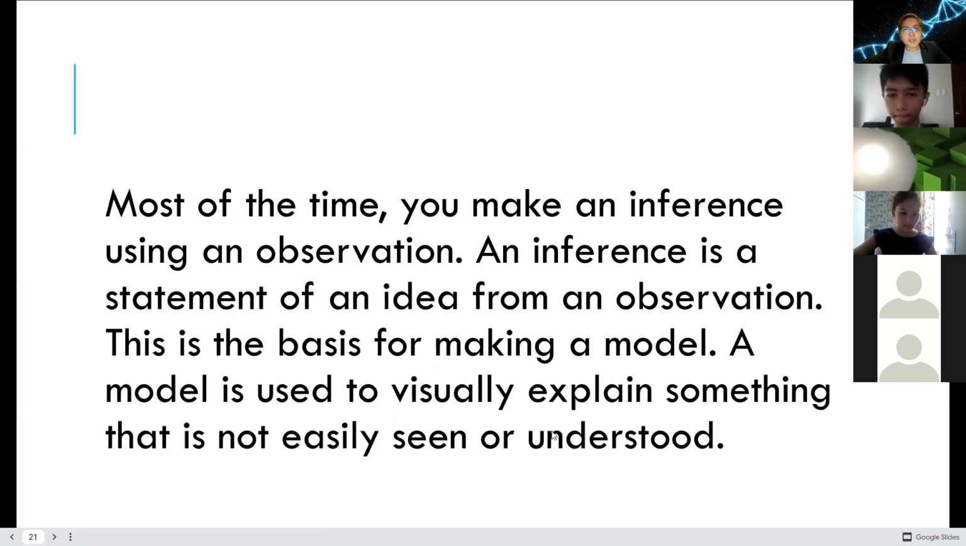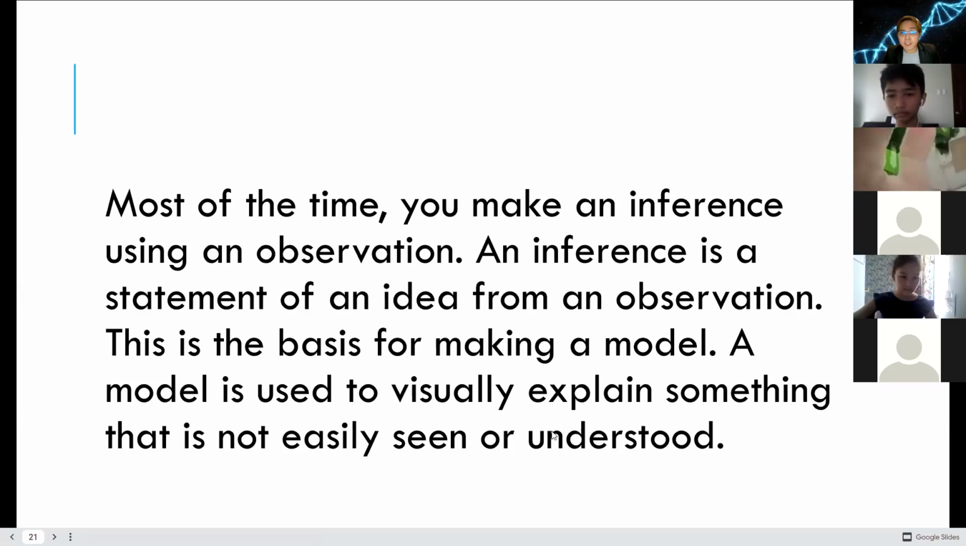Most of the time, you make an inference using an observation, correct? What then is an inference? An inference is a statement of an idea from an observation. This is the basis for making a model. A model is used to visually explain something that is not easily seen or understood.